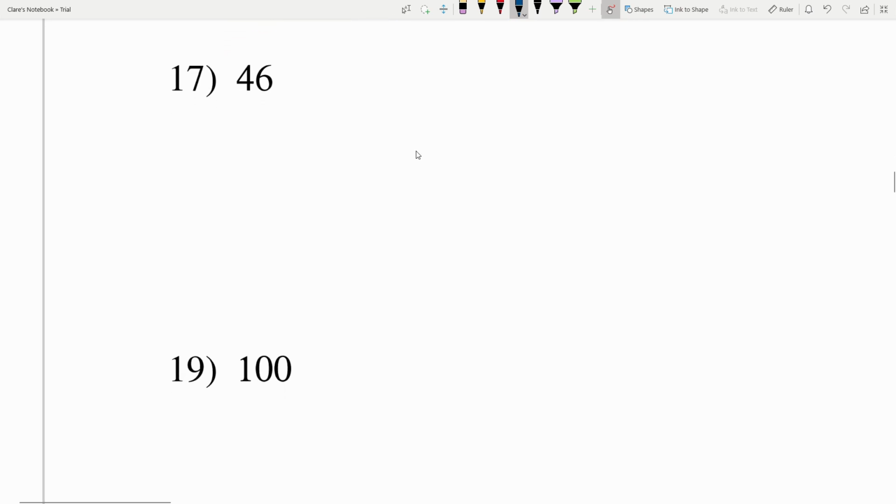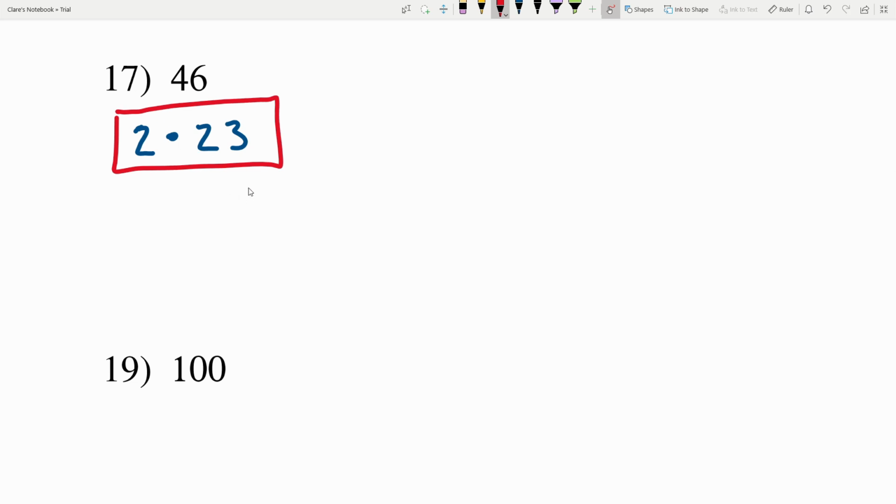So here we are on to number 17. So we know that 46 isn't prime because it's an even number that isn't 2. 2 is one of my favorite numbers because it's the only even prime number, which is pretty awesome. So 2 divides into 46. 2 times what gives us 46? That's going to be 2 times 23. And if you notice, 2 is a prime number and 23 is also a prime number because the only factors of 23 are 1 and itself. So we have the prime factorization: 2 times 23 gives us 46.